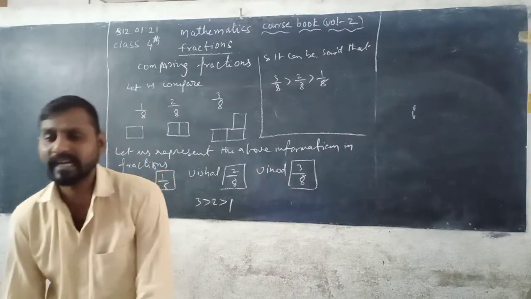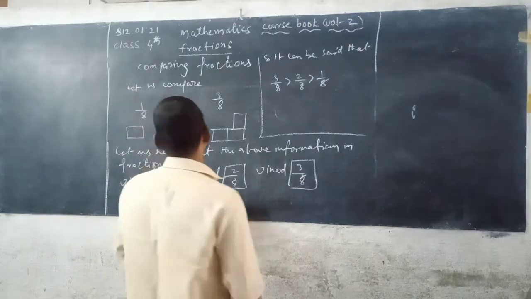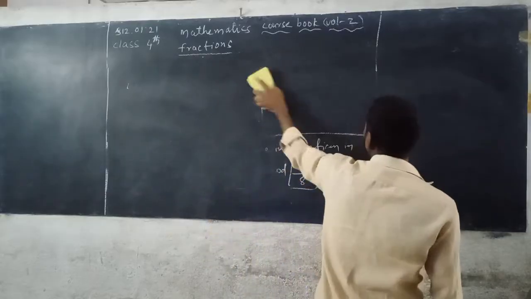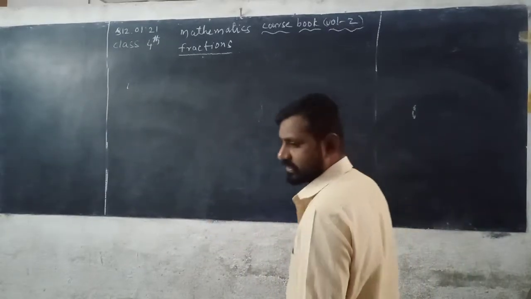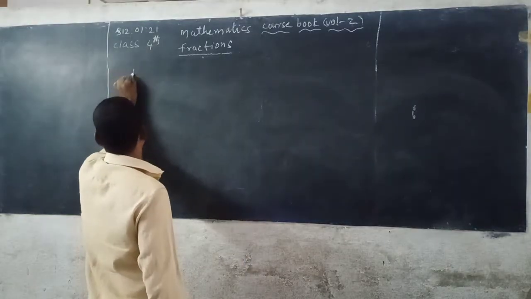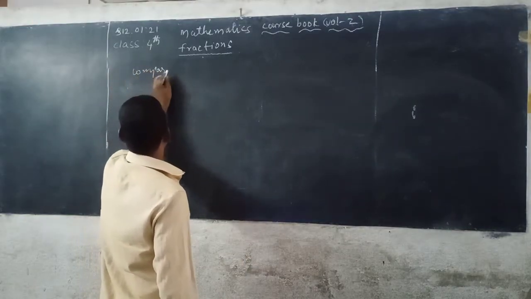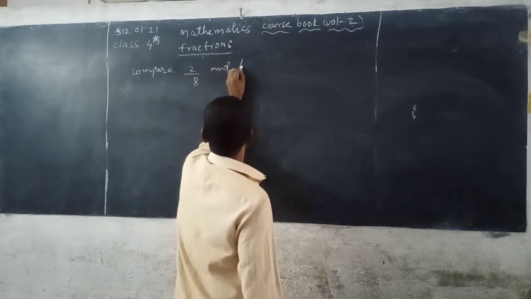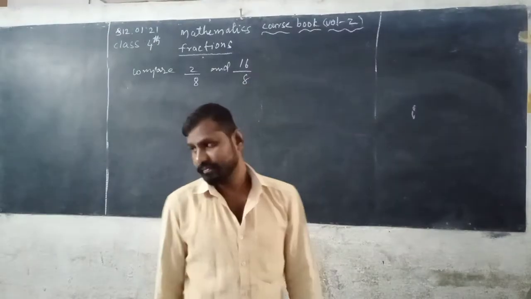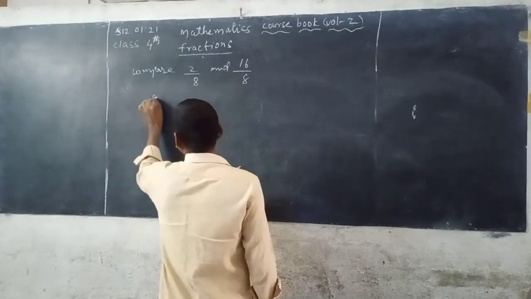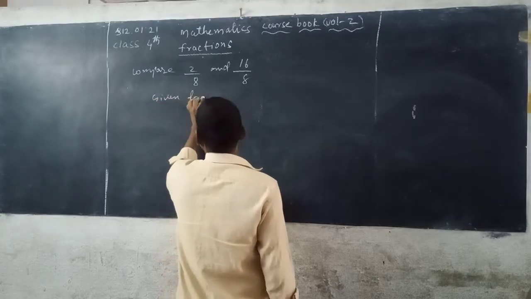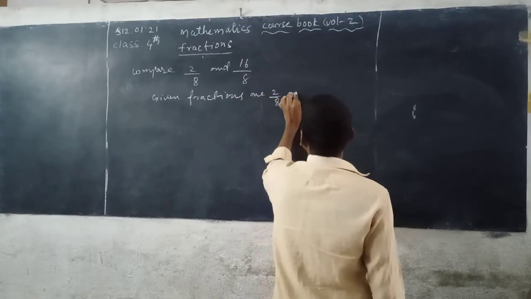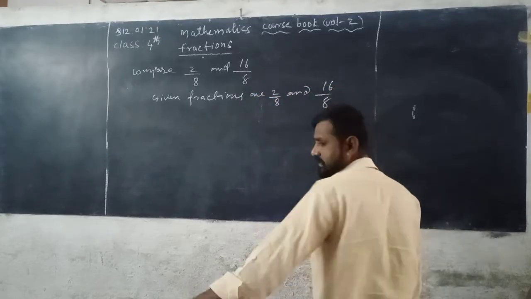Now here, like fractions. See, once again I am explaining comparing of like fractions. For example, listen carefully. Compare 2/8 and 16 by 8. So here the given fractions are 2 by 8 and 16 by 8.